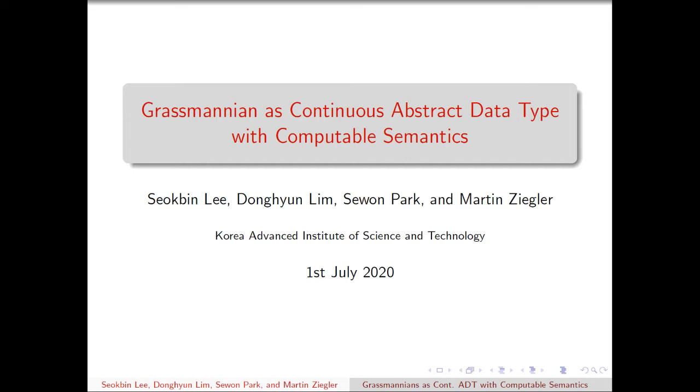I'm honored to be able to participate in this session, and I'll be talking about my topic of research, Grassmannian as continuous abstract data type with computable semantics. I was an undergraduate when I performed this research, and I was supervised by my professor, Martin Ziegler, and was advised by two senior members, Dong-hyun Lim and Se-won Park.